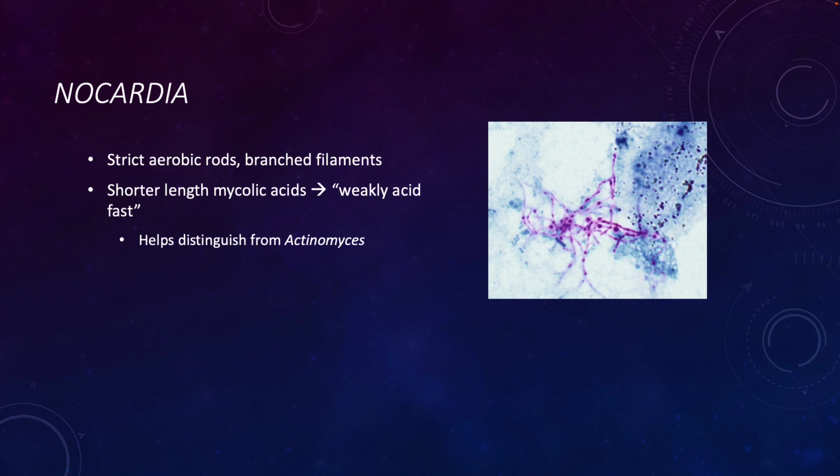And the fact that they are acid fast helps distinguish them from another group of bacteria called the actinomyces. The actinomyces are also rod-shaped, and they can grow in these type of filamentous structures. So the fact that Nocardia are acid fast helps to distinguish them.